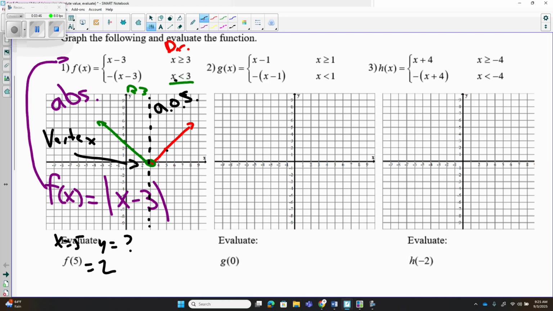Never mind. So x is equal to 5. So is 5 greater than 3? The answer is yes, so it goes in this one. So you put your 5 right there. That's how you get 2. Okay? Done. It doesn't fit in that one. 5 is not less than 3. Then we'll know. All right?